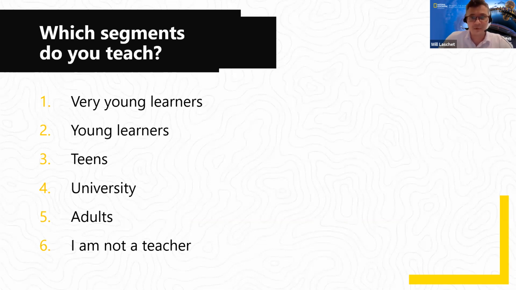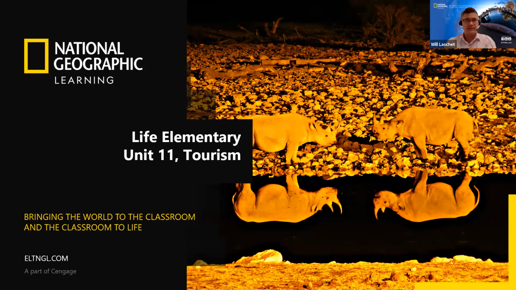Okay, let's move on to the next slide. Today's lesson is from Unit 11 in the elementary level, or level 2 of Life. There are 6 lessons in each unit of Life, lessons A to F, and we are doing lesson E today, which is writing a questionnaire.